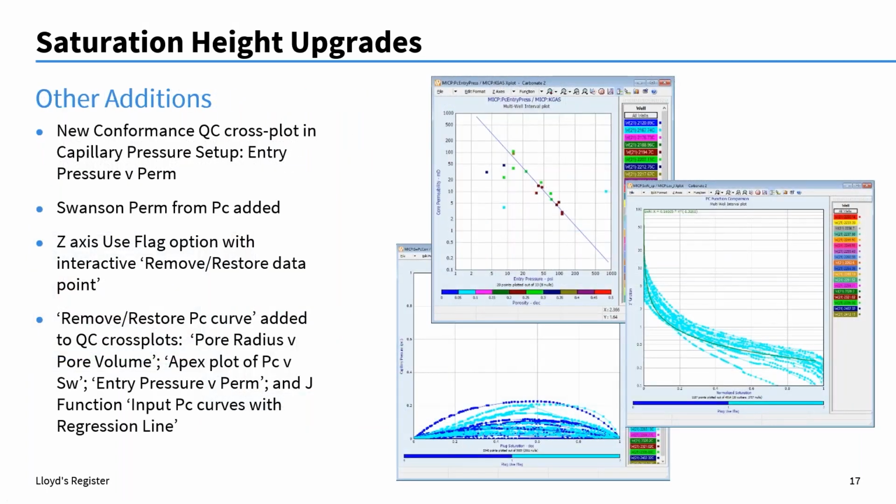A few other bits and pieces in here. There's a new conformance QC cross plot, which is a cross plot of the entry pressure against permeability. On a log-log scale, you should see a linear trend, so it helps you QC your conformance closure correction. We've added Swanson perm. It's an option now when you're in the setup module. Bring in your PC curves, apply all the corrections, and it will automatically calculate Swanson perm for you. And we've also improved the right mouse click interactivity options on all the QC cross plots. Now the remove/restore plug or data point is spread across all of the plots.